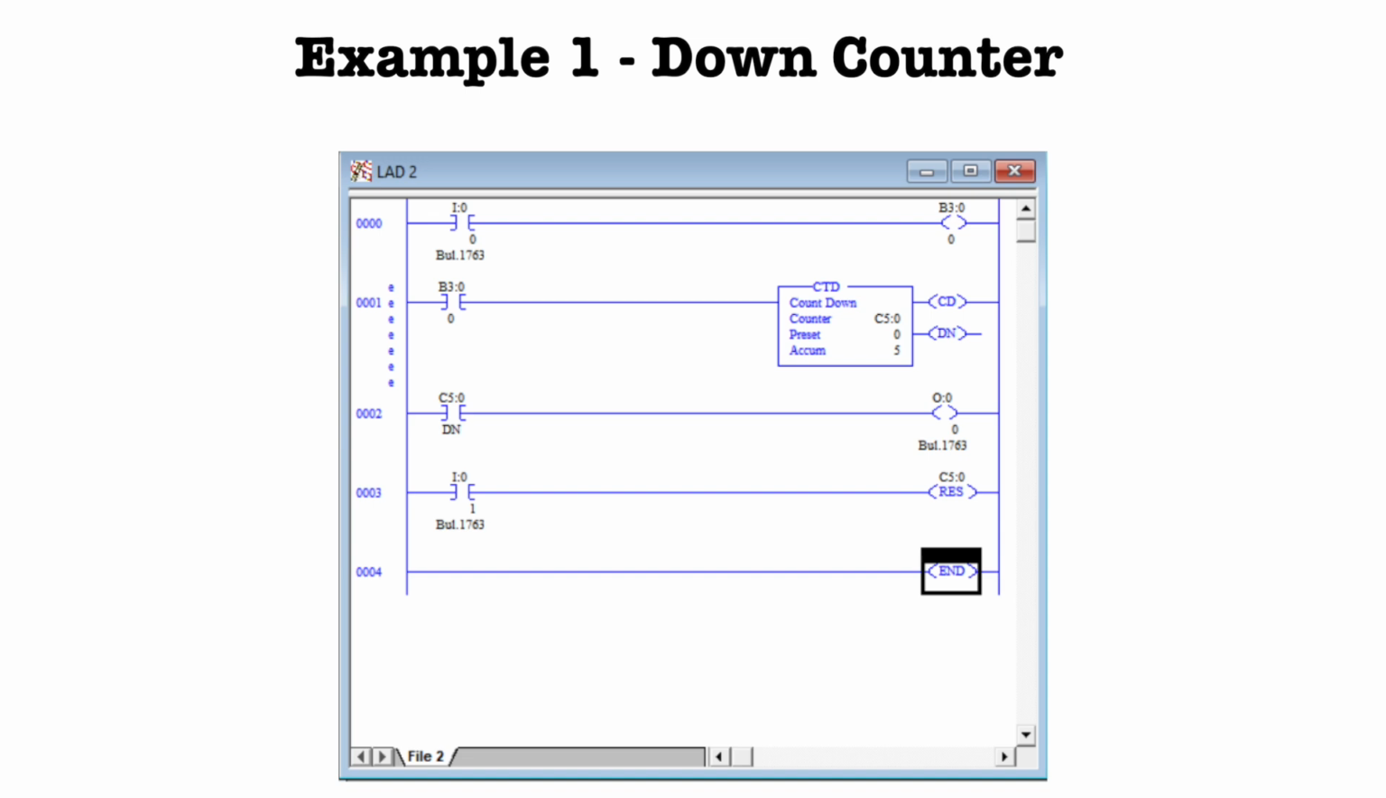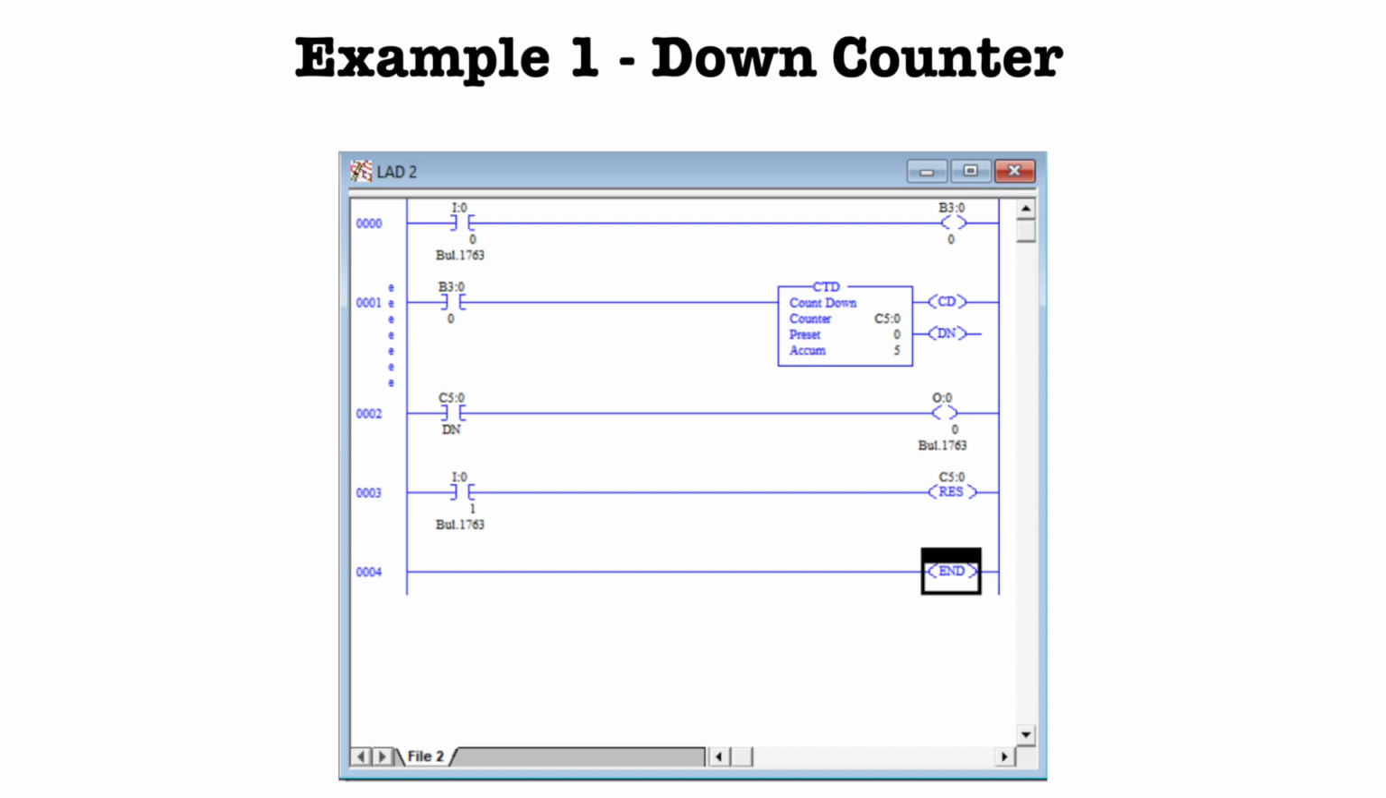In this case, you can see the first input, that is I:0/0, is connected to the binary output B3:0/0, and in the second rung the B3:0/0 is connected to the down counter, and the address of the down counter is C5:0. And the most important thing here is that the accumulator value is 5 and the preset value is 0, right? Means the accumulator value is greater than the preset value.